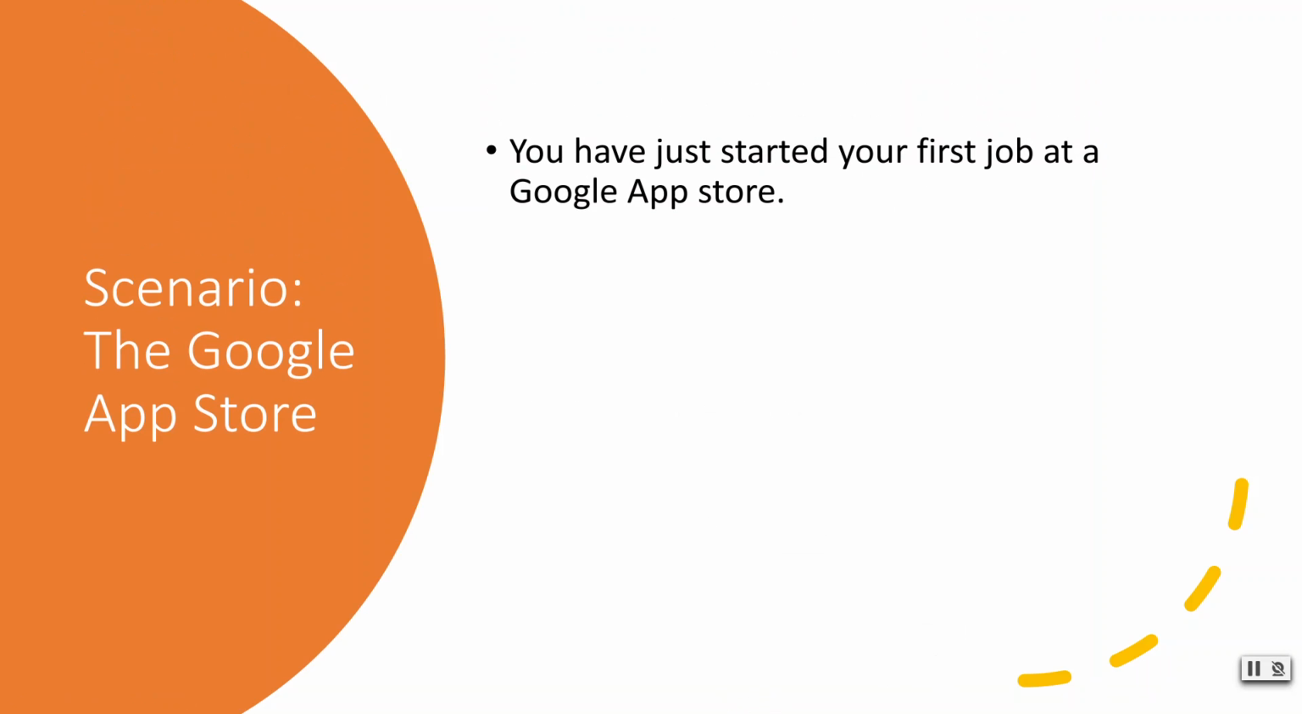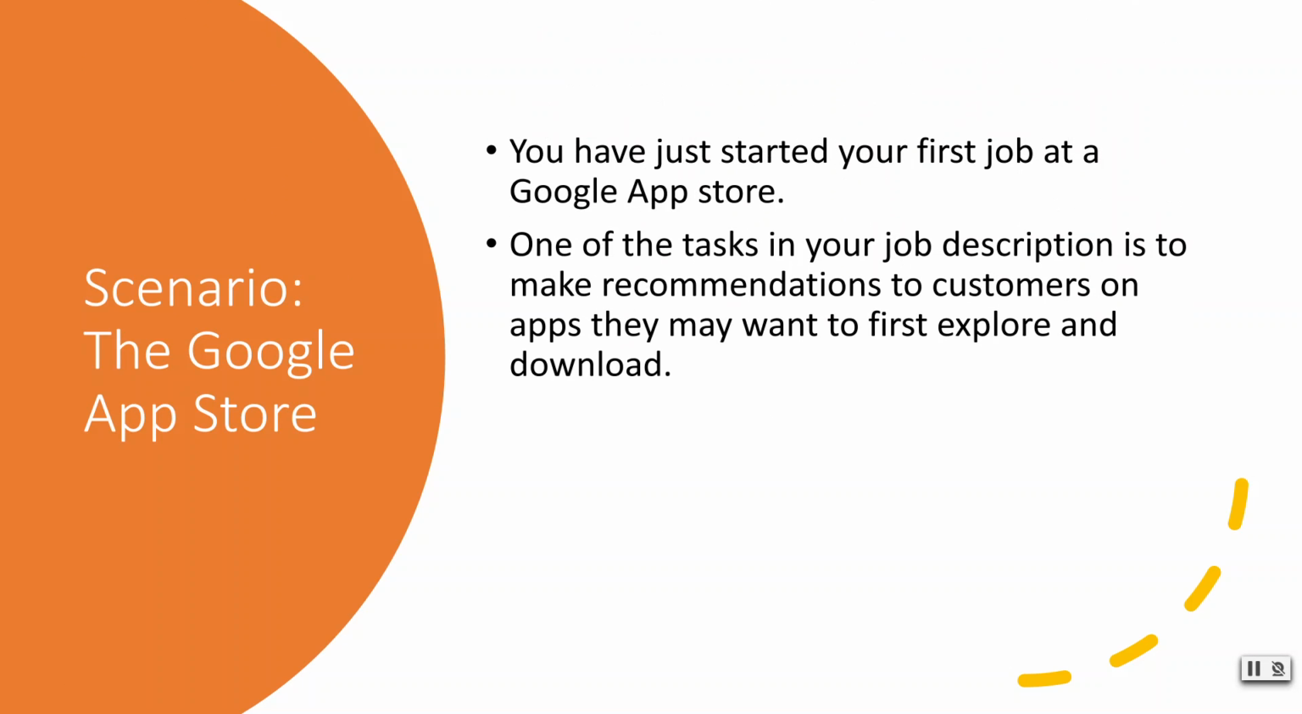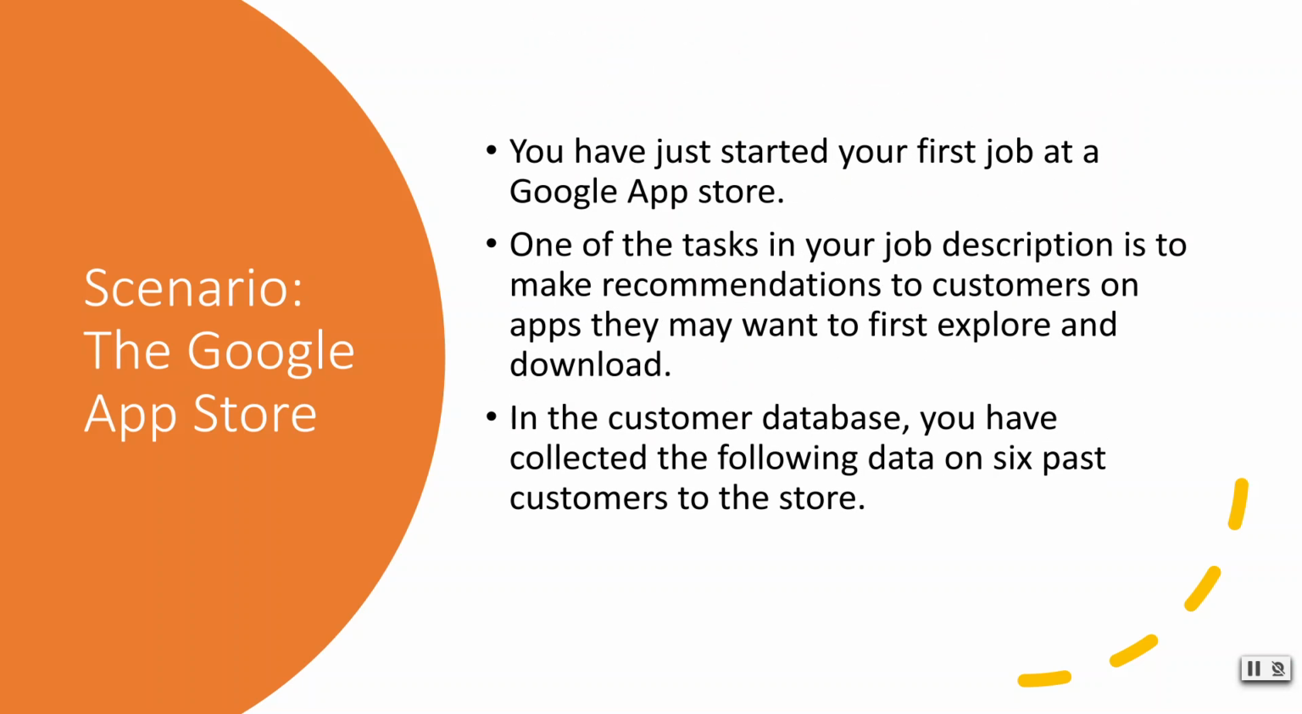Now, let us recall that we talked about the possibility that you have a first job at a Google App Store. One of your job descriptions is to make recommendations to customers on apps in the store that they might want to first explore and download. Well, to begin to make recommendations, you like to make data-driven recommendations. So towards that end, you have collected data on 6 past customers to the store.